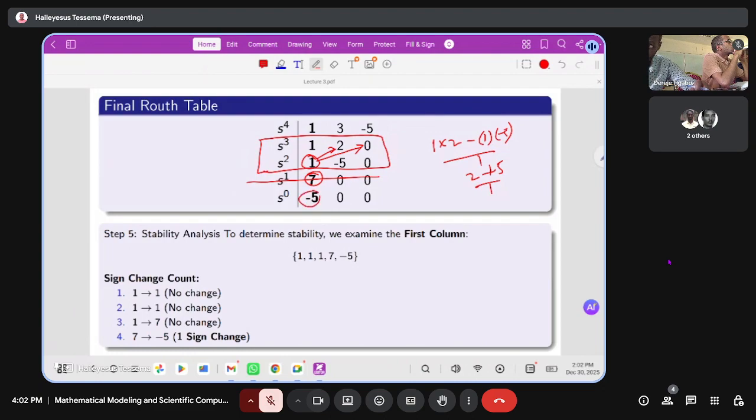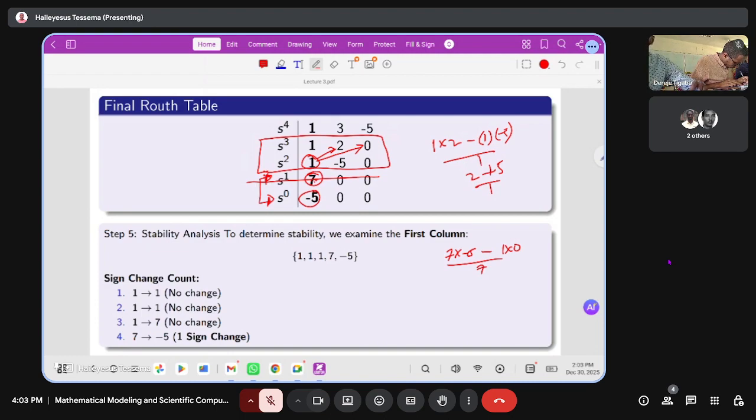And this element is obtained immediately using 7 as a pivot. 7 times minus 5 minus 1 times 0 over 7, which is minus 5. Now you can see there is a sign change in the fourth and the fifth row.